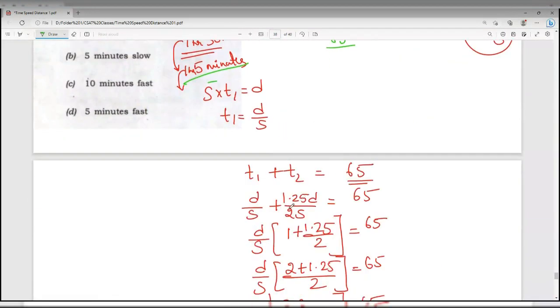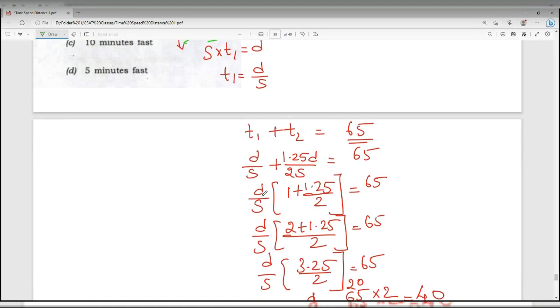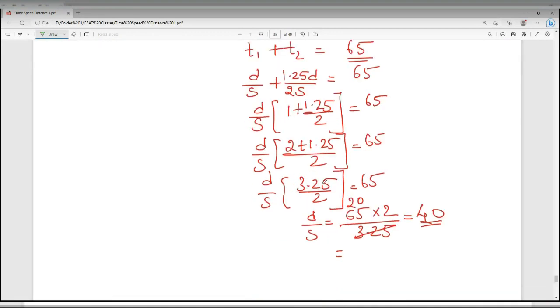So the time is 1.25 d divided by 2s, and we have taken d by s common. Then 1 plus 1.25 divided by 2. Then we have taken LCM as 2. Then this becomes 2 plus 1.25, then that is 3.25 divided by 2, and it is equal to 65. d by s is 40 minutes. So the time taken, the T1, is actually 40 minutes. The true time that he has taken is 40 minutes.